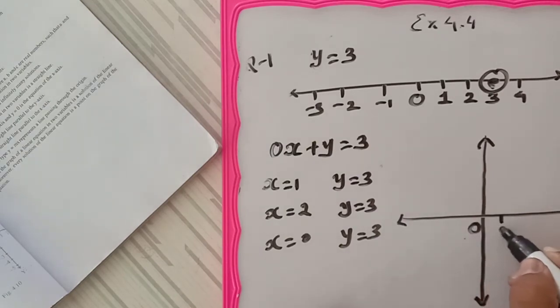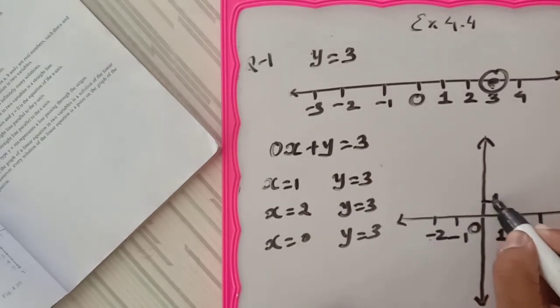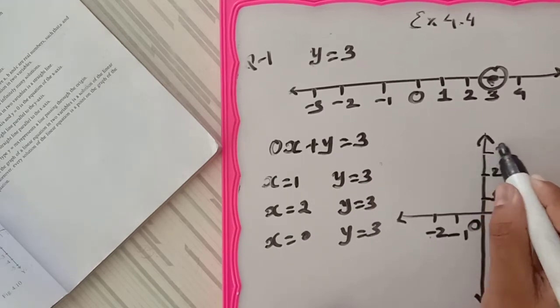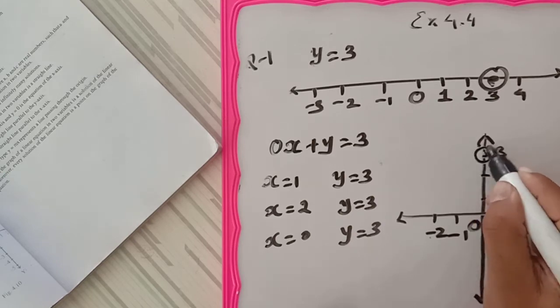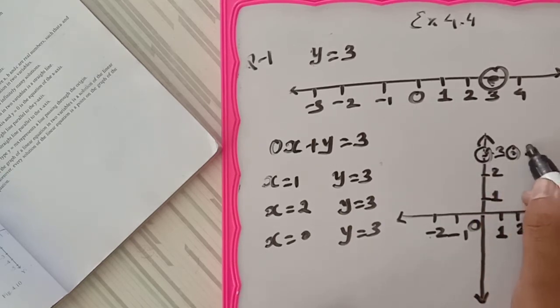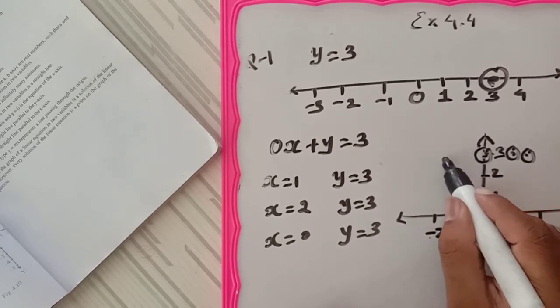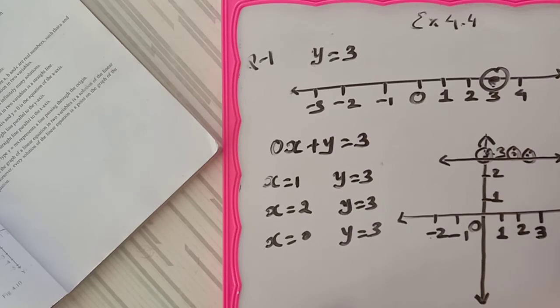0, 1, 2, 3, minus 1, minus 2, 1, 2, 3. So x equals 0 then y equals 3, x equals 1 then y equals 3, x equals 2 then y equals 3, and so we get the line y equals 3, which is parallel to the x-axis.